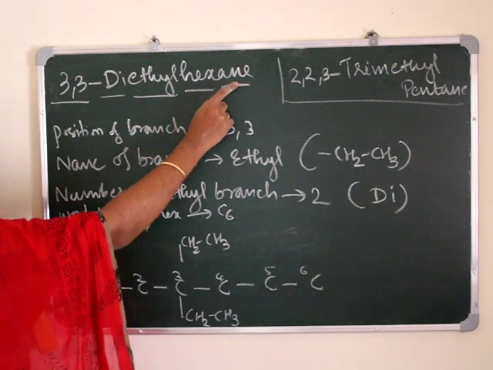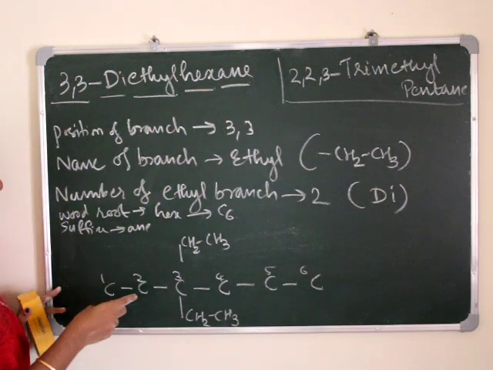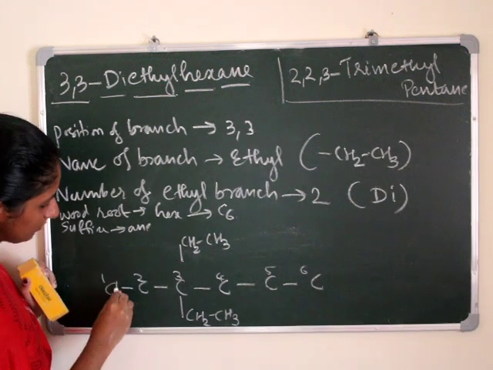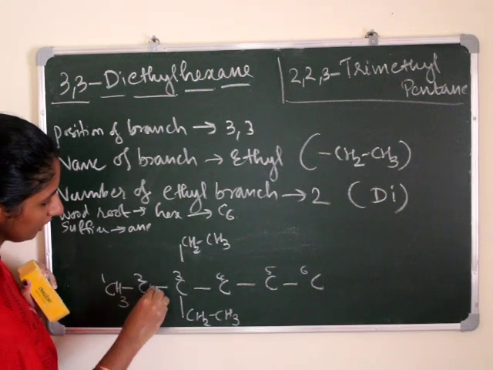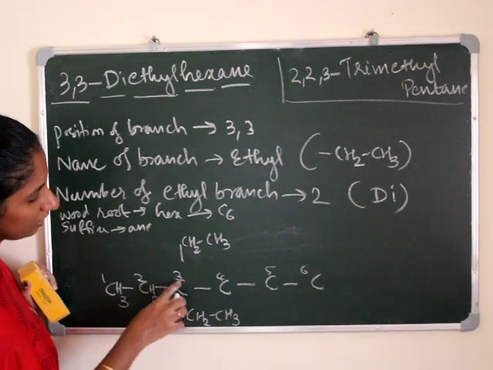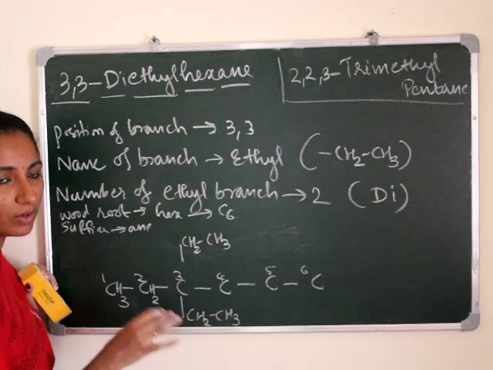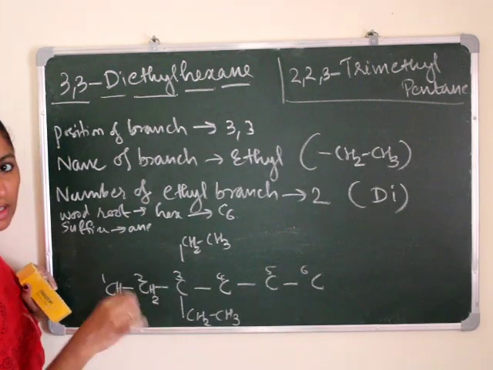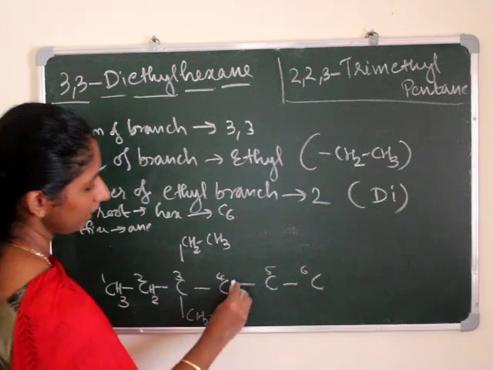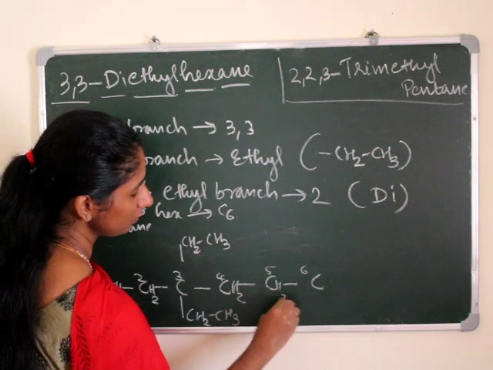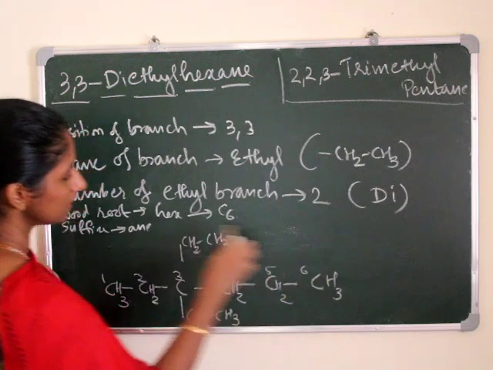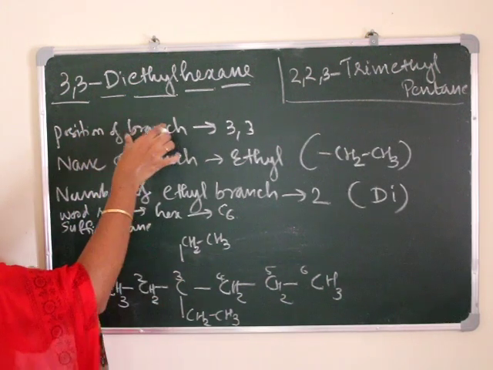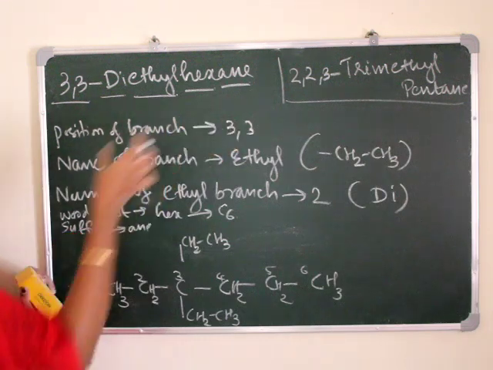That's why we have given ane as the suffix. Okay, so how can we saturate this hydrocarbon? CH3, CH2. Here the carbon atom's valency is already completed: 1, 2, 3 and 4. So there is no need to put a hydrogen atom. Here CH2, CH2 and CH3. So this is the structure of 3,3 diethyl hexane.